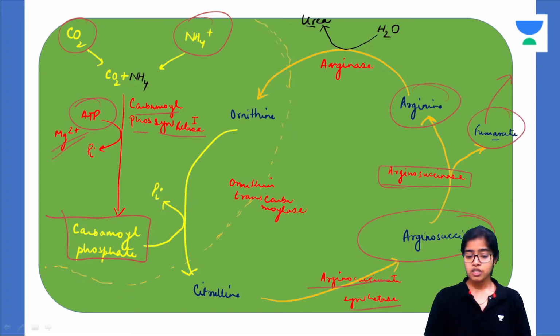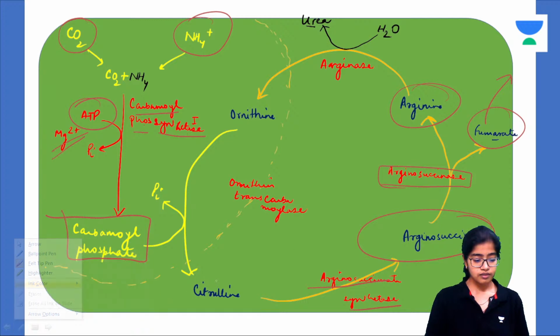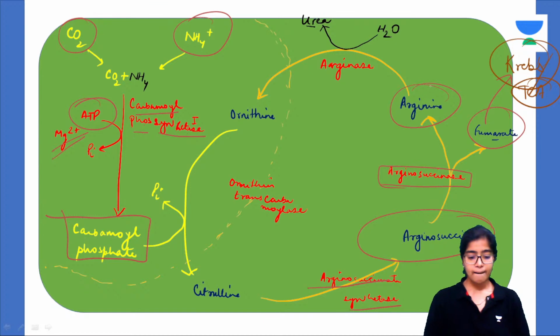This fumarate is going to go where? This fumarate is going to go in which cycle? Where have you heard of fumarate? Try and recall where you have heard of fumarate. This fumarate is going to go to the Krebs cycle, or the TCA cycle. Understood?